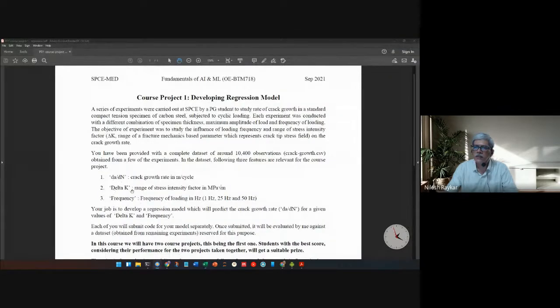So essentially these 3 features you require. One is the crack growth rate in meters per cycle. Then delta K, a parameter that mechanical or civil engineers can relate to; it is related to the fracture mechanics parameter called stress intensity factor. And the frequency of loading. Based on delta K and frequency, you have to predict the dA by dN rate. So dA by dN is the label you are trying to predict, and delta K and frequency are the features.